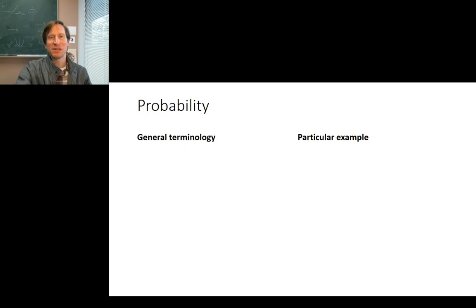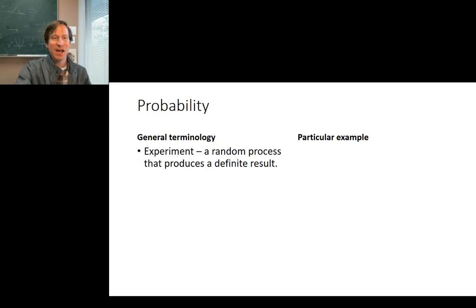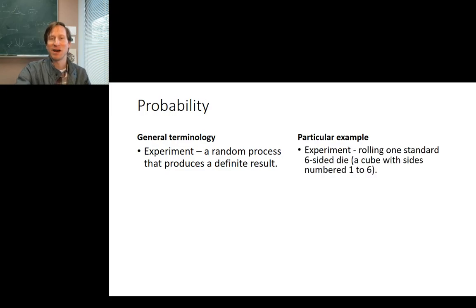When analyzing probability, you have to decide what it is exactly that you're analyzing. And we're going to call that an experiment. So for us, an experiment is going to be any random process that produces a particular definite result. And while we look at this terminology, we're going to have a particular example in mind. Our example of an experiment is going to be just rolling a standard six-sided die. So when you roll the die, the outcome that you get will be the number that is on top, naturally.